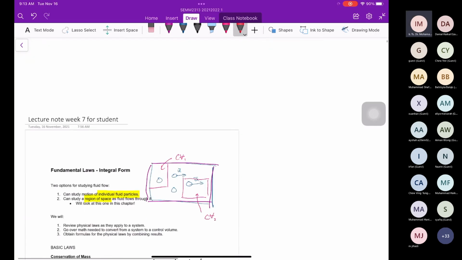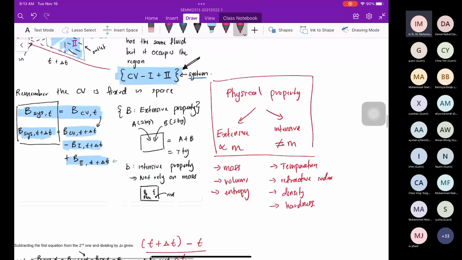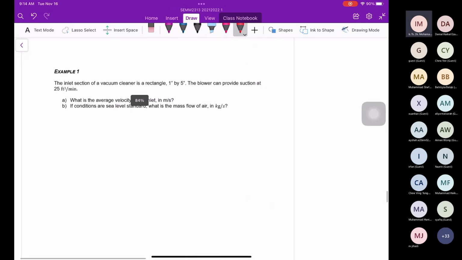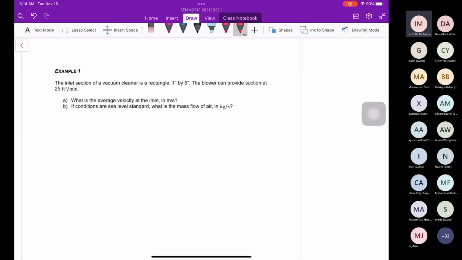Okay, let's take a look at example 1. The inlet section of the vacuum cleaner is rectangular. So for example, we have a rectangular vacuum cleaner. Okay, this is the inlet and this is the outlet. This is a vacuum.